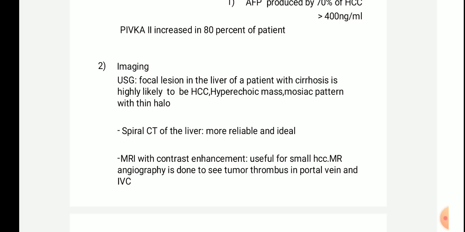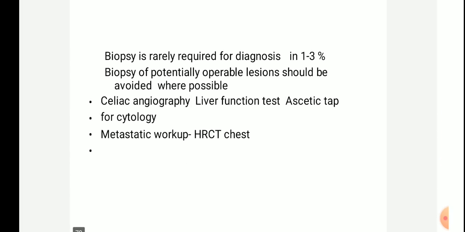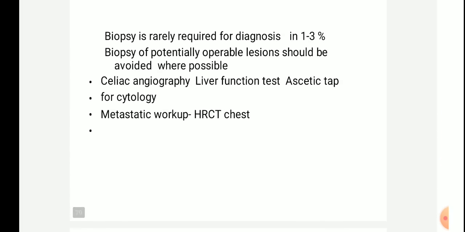So CT scan findings and MRI findings are important here. Biopsy is rarely required for diagnosis. In 1 to 3%, biopsy of a potentially operable lesion should be avoided where possible. Metastatic workup is essential. So in some cases, biopsy may be rarely required.